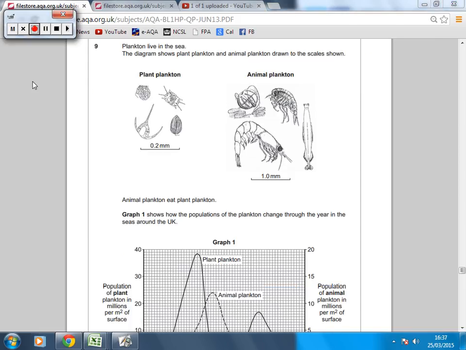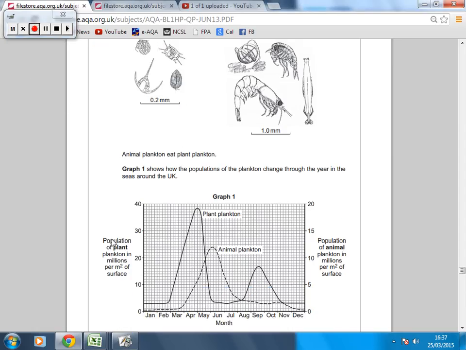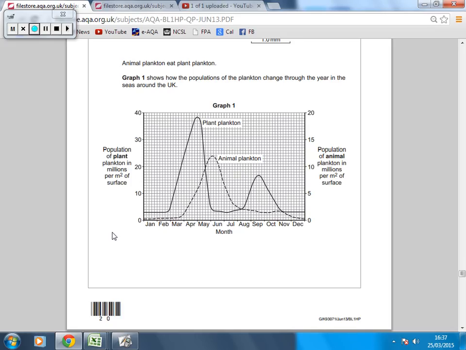Next question, we've got again some information to look at and then decipher. So plankton live in the sea. The diagram shows plant plankton and animal plankton drawn to the scales shown. So we've got plant plankton seems to be quite small, animal plankton a bit larger. There's some data in terms of the populations of plankton through the year. So we've got plant plankton peaking in around April sort of time, and then animal plankton seem to peak in early June, and then plant plankton peak again in about mid-September.